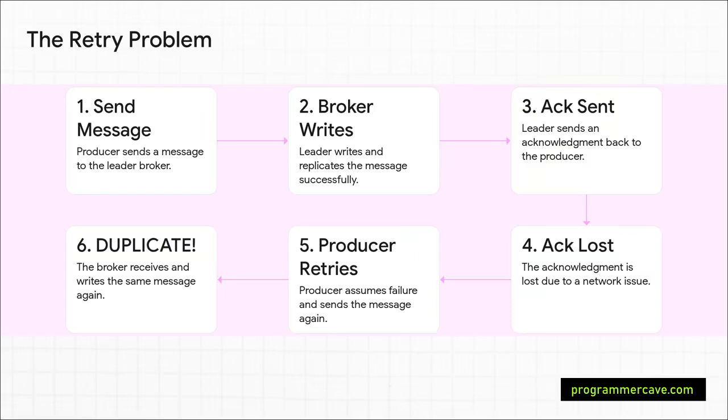1. The producer sends the message. 2. The broker writes it perfectly and the replicas copy it. 3. The leader sends back the confirmation. 4. Poof, that confirmation vanishes in a network hiccup. Now, from your producer's point of view, the whole thing failed. So what does it do? It retries. And the broker, who has no idea this is a repeat, just says, "Oh, a new message," and writes it again. Boom, you now have a duplicate.